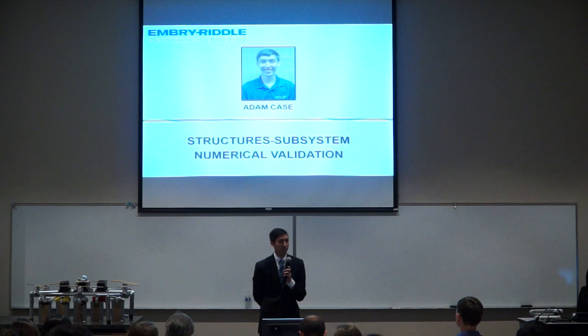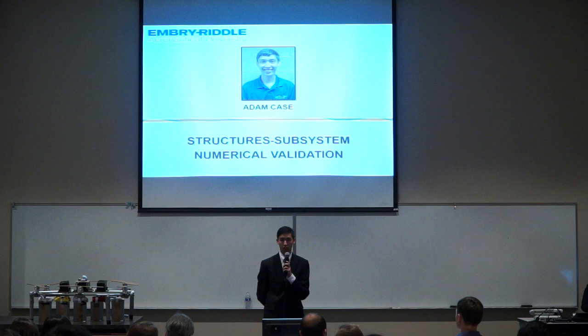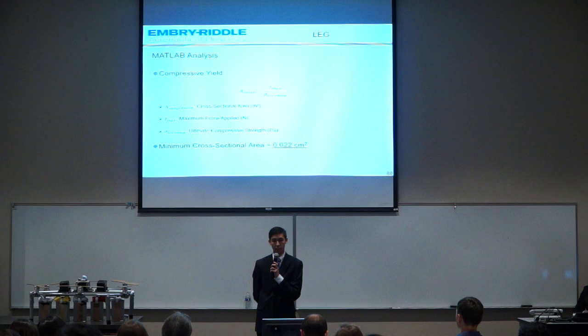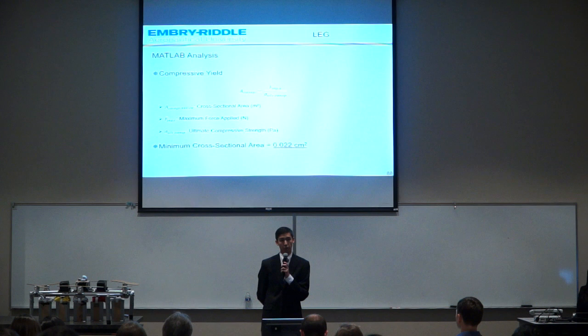As Samantha stated, my name is Adam Case, and I'll be continuing the structured subsystem numerical validation. Now, the third component that was analyzed and the dimensions were determined was the leg component. The first design metric used to determine the leg dimensions was the area due to compression, using the following equation, where Fmax is the maximum force that the leg will experience, and sigma ultimate is the ultimate compressive strength of the chosen aluminum, a minimum cross-sectional area of 0.022 centimeters squared was found.